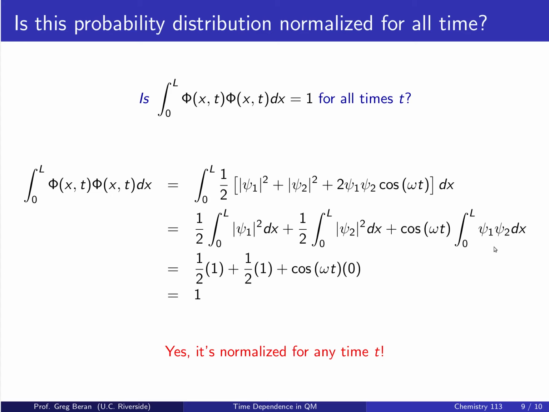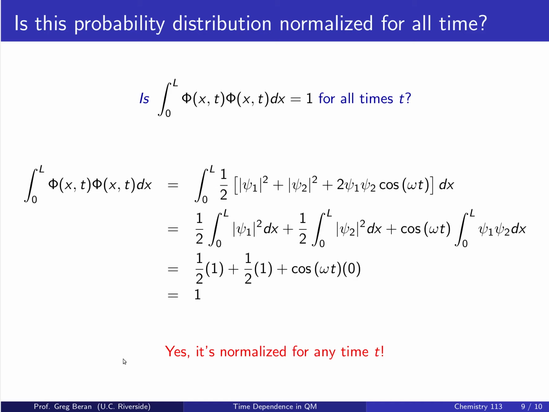And this third integral, if you work it out, turns out to be equal to 0. That's not obvious just by looking at it, but if you were to solve the integral, plugging in the n equals 1 and n equals 2 states for the particle in the box, you would find that this integral is equal to 0. And so in the end, we get 1/2 times 1 plus 1/2 times 1 plus cosine omega t times 0, or in other words, this whole thing sums to 1.